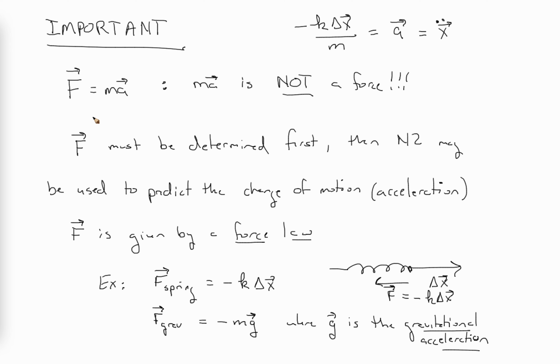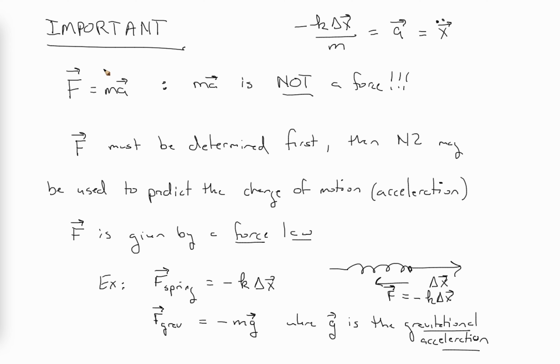F equals ma is not telling you what forces are. F equals ma is, once you know a force, how will your body respond to application of that force? Once we know what the force of the spring is and we attach it to a mass and let the mass go, that will tell us how the mass will accelerate, how it's going to move. That's what the force law is, and that's what Newton 2 does.